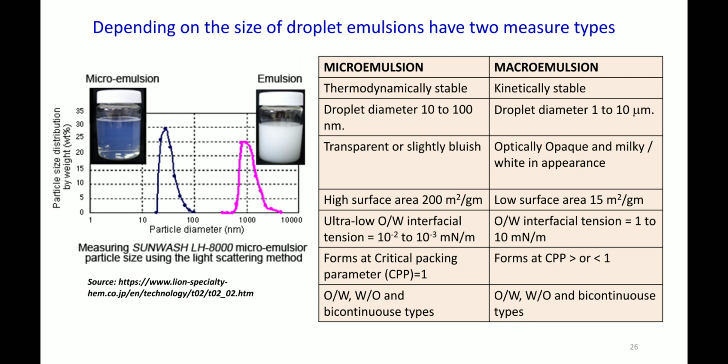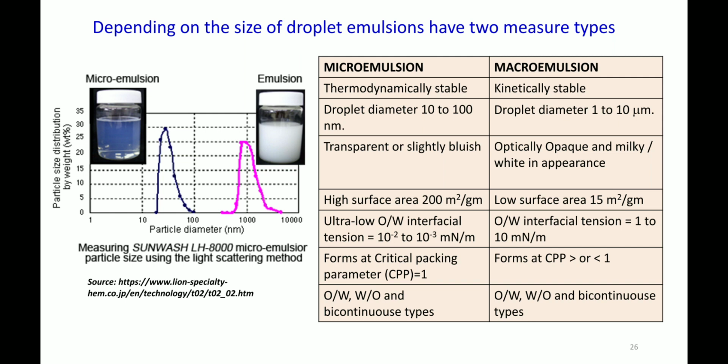In case of micro emulsion, it forms at a critical packing parameter, called CPP, which should be exactly 1. So when the critical packing parameter is 1, there is a formation of micro emulsion. If the critical packing parameter is greater or less than 1, but not equal to 1, then the macro emulsion is formed. What is that critical packing parameter? That also we will see in detail when we look at the formation of micelle.